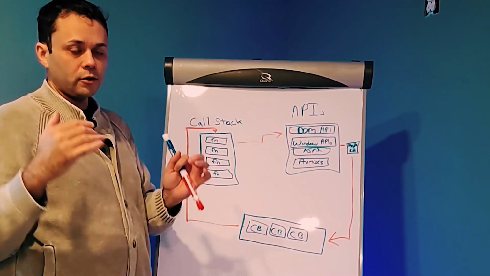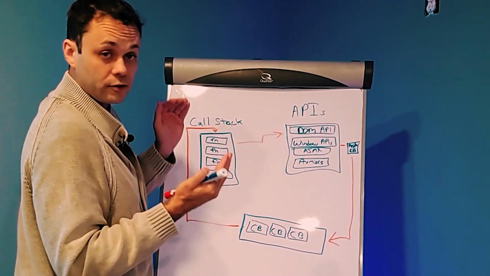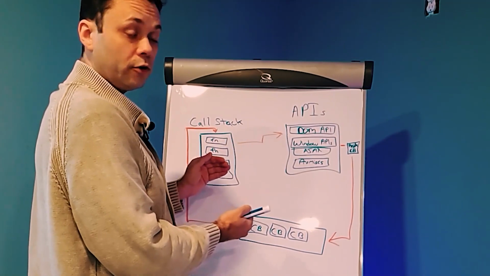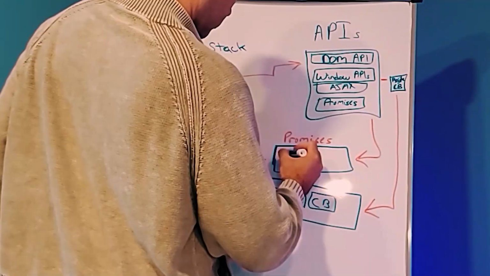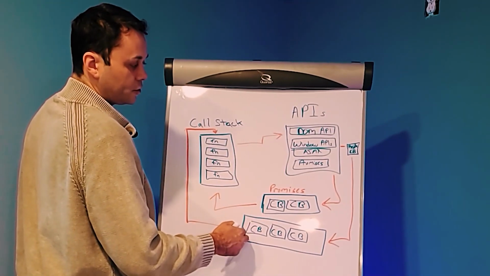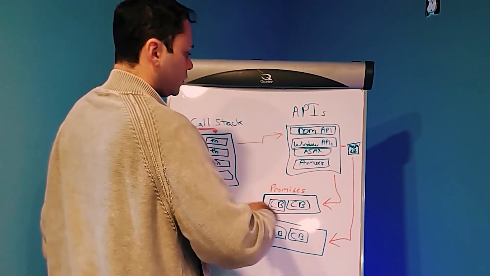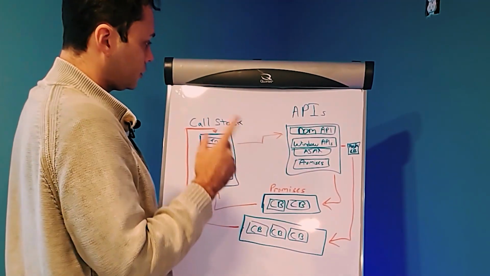There are other complexities that add on top of this. For example, there's another task queue that gets higher priority. That's related to promises. So this is a microtask queue. This is the task queue. The microtask queue gets higher priority and it goes through in the same loop.